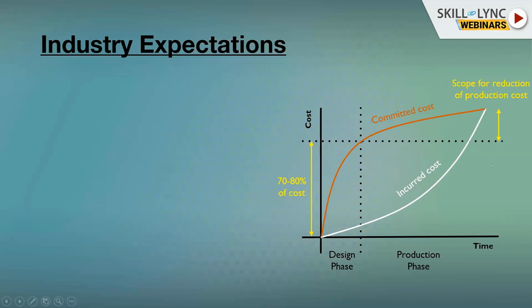Now you see the design part in the PDB phase is small and the production part is huge. Before that, this curve is showing the incurred cost. Incurred cost means how, over time, the cost accrues for a project to develop a plastic part. It starts with zero and keeps increasing, and if the ultimate target price is 10,000, it would reach 10,000 here.